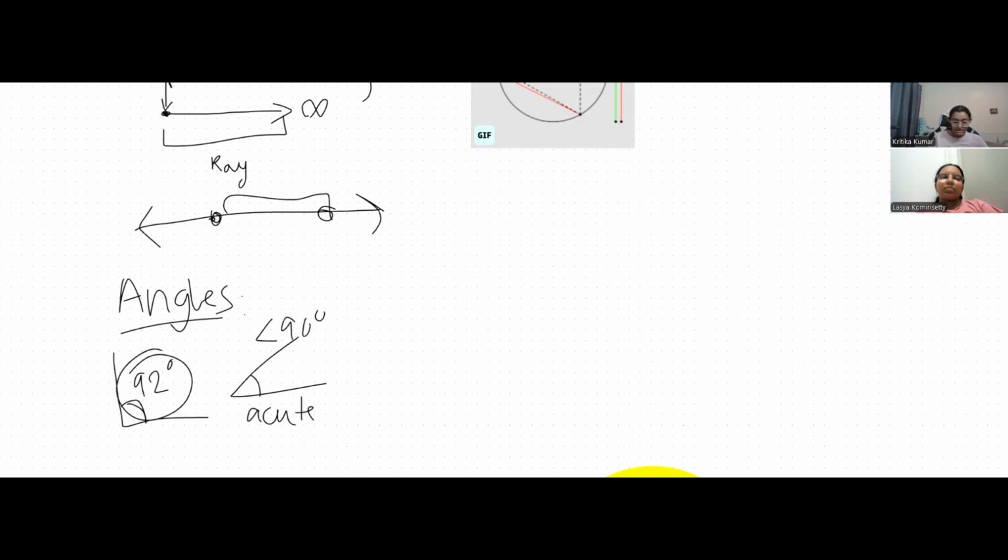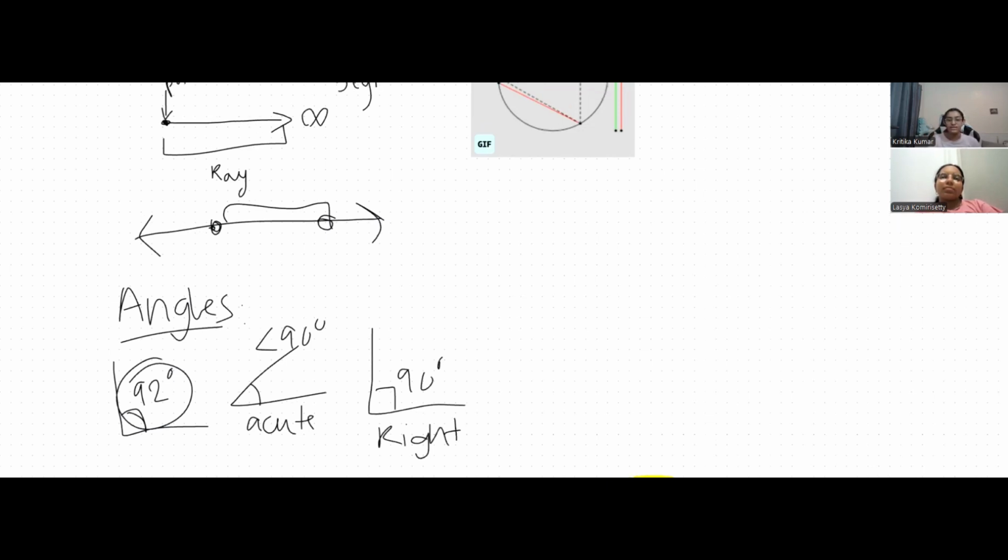Then we have another angle that is exactly 90, and this is called a right angle. This angle is used pretty often and it's used in a lot of things. So later on in actual geometry, you're going to need right angles and all of these rules we're going to be teaching you. So keep it in mind. And then we have an obtuse angle. Now, what is an obtuse angle? Any guesses?